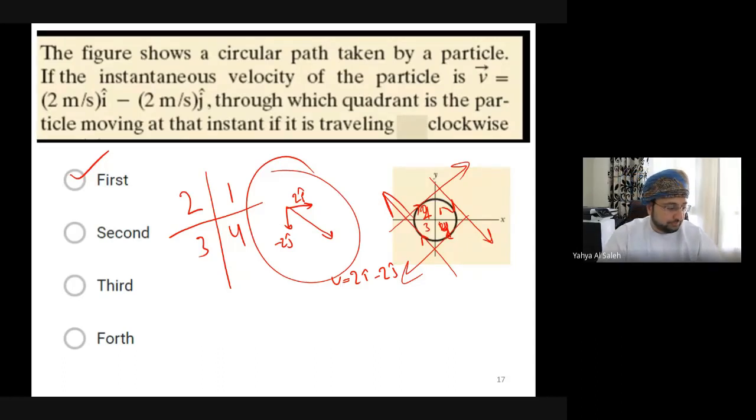So we said acceleration is equal to dv over dt, right? And we said velocity is equal to dr by dt. So far, so good.